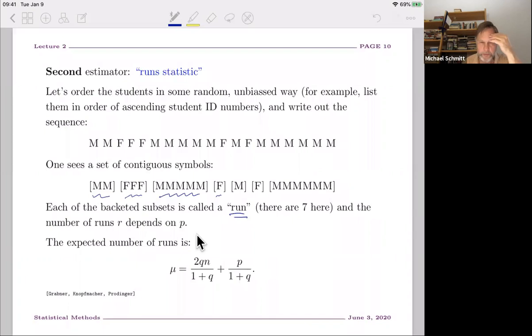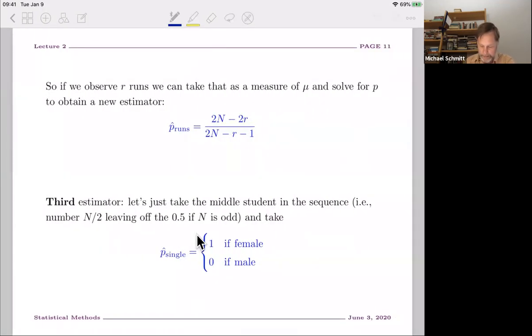So the number of runs depends on P, right? If P were 0 or close to 0, you'd just have all M's here. If P is close to 1, you'd have all F's. And in between, you'd have some maximum number of runs. So the expected number of runs is given by this formula. Don't worry about the formula itself. The point is that the number of runs does relate to P. So when you observe the number of runs, you can infer a value for P. All right, and this just tells you how to do that.